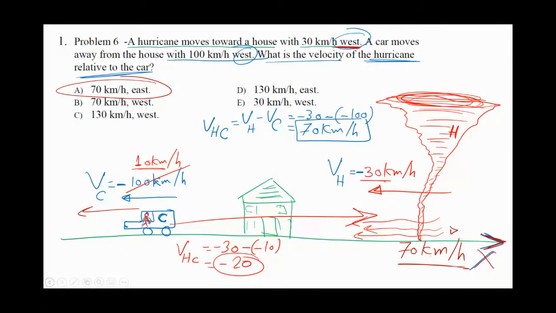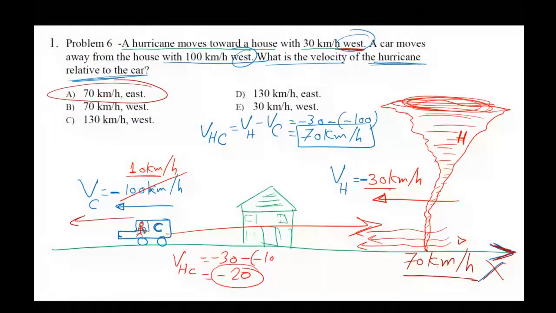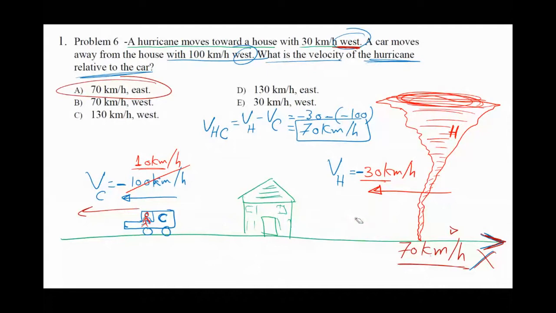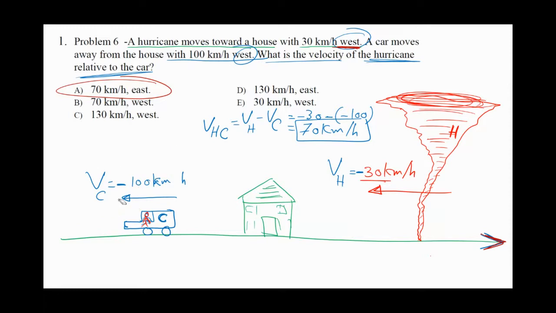What if the car moves to the right? Okay, if the car is moving to the right, with what speed? Which speed do you want? The same, 100 kilometers per hour. Okay.